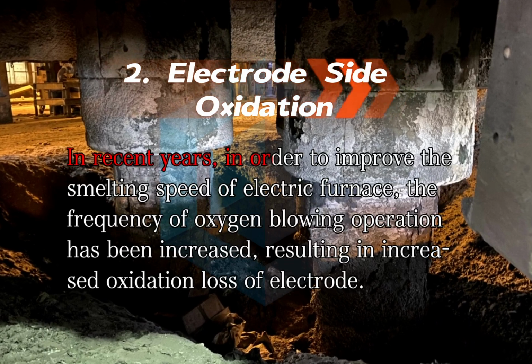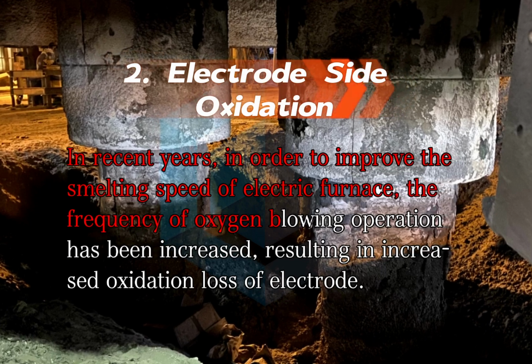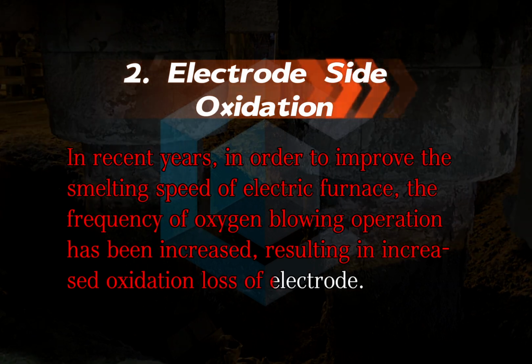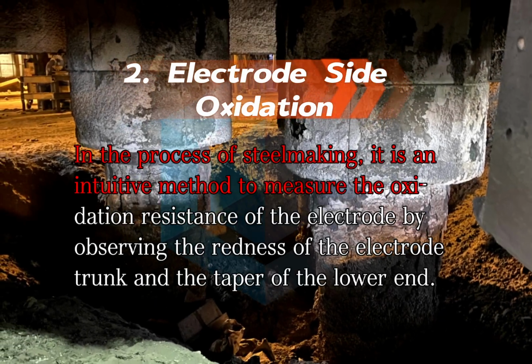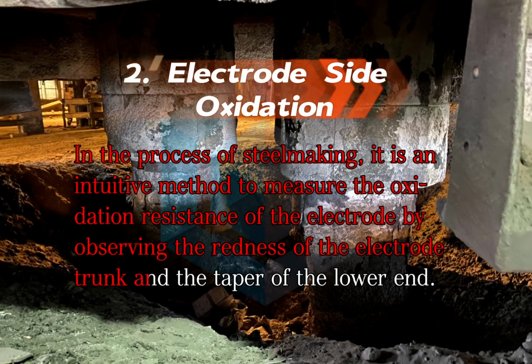In recent years, in order to improve the smelting speed of electric furnace, the frequency of oxygen blowing operation has been increased, resulting in increased oxidation loss of electrode. In the process of steelmaking, it is an intuitive method to measure the oxidation resistance of the electrode by observing the redness of the electrode trunk and the taper of the lower end.